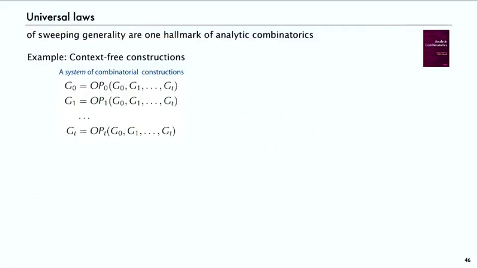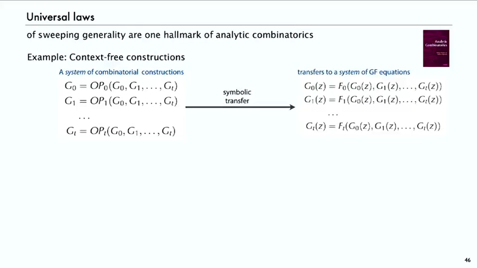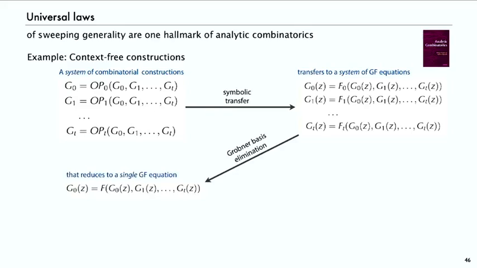For example, context-free constructions. So this is when we can have a whole system of combinatorial constructions where the operator is one of the simple ones that I've talked about. Those with the symbolic transfer go immediately into a system of generating function equations. You're going to write those out symbolically. They can be pretty complicated. But with Gröbner basis elimination, for whatever it is, it can be reduced down to a single generating function equation.